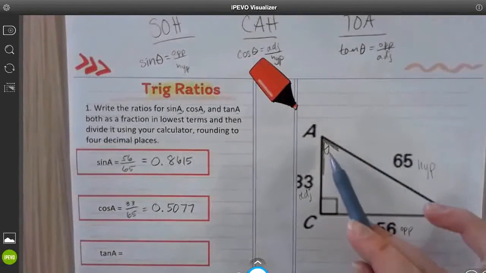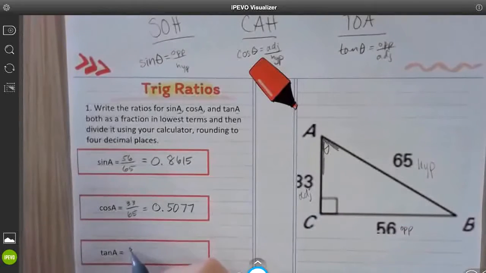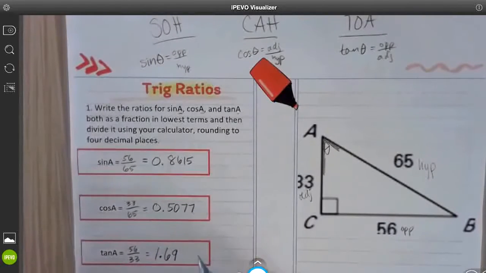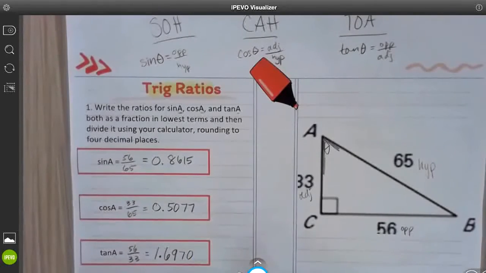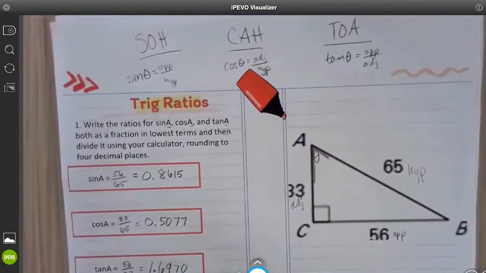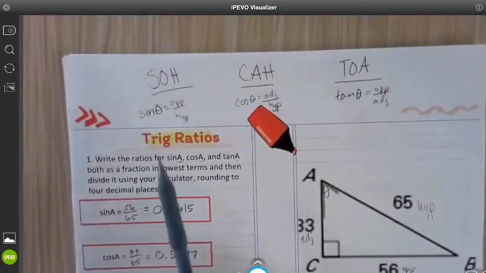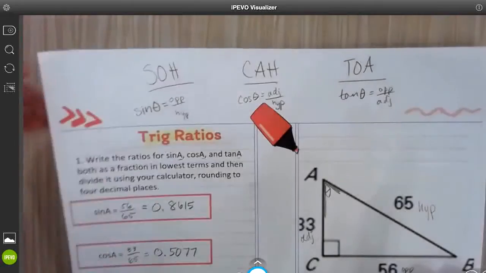Then we need to move on to tangent. Tangent from angle A is going to be the opposite divided by the adjacent. That opposite side is 56, and that adjacent is 33. As a decimal in our calculator, it'll be 1.69696969, but as we round to 4 decimal places, it would be 1.6970. So that is all that they wanted for number 1. They just wanted the ratio as a fraction and then also the decimal using sine, cosine, and tangent.